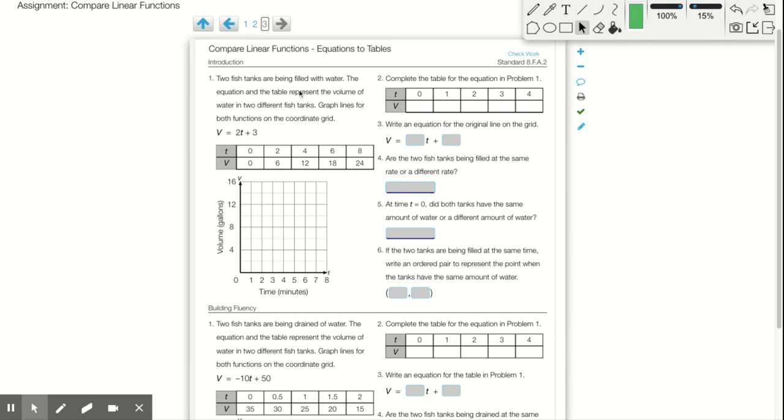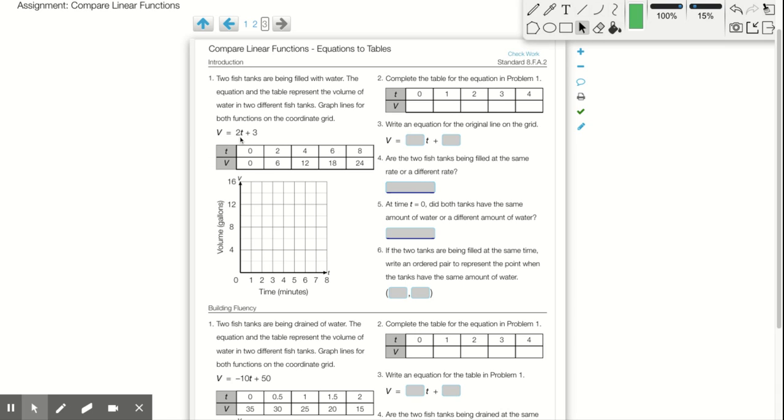Page 3. Two fish tanks are being filled with water. The equation and the table represent the volume of water in two different fish tanks. Graph lines for both functions on the coordinate grid. So what they want us to do is graph a line for both of these functions. This function is represented as an equation. This one is represented as a table. So let's do this first one.